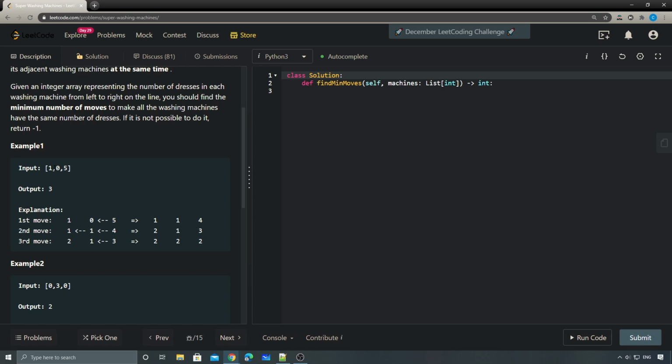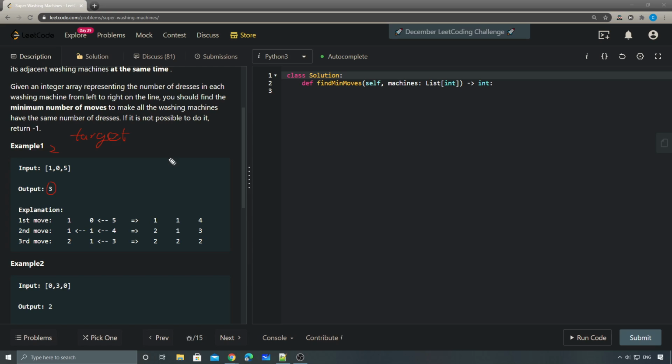So for example, the first machine has one dress, the second one has zero, the third one has five. First thing first, it's easy to calculate the target. Basically, if the total cannot be divided by the number of washing machines, then it's -1. Otherwise, the target for example one is 2, so at the end each of the machines should have 2 dresses, and the answer is 3.